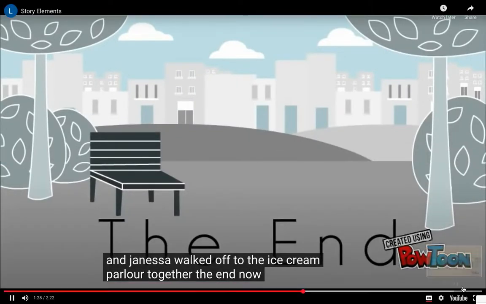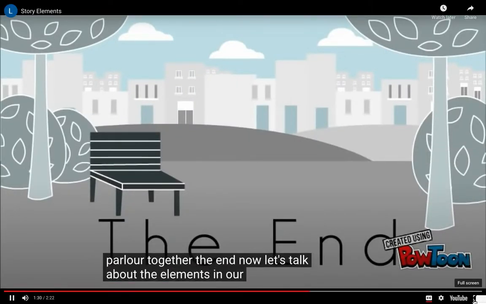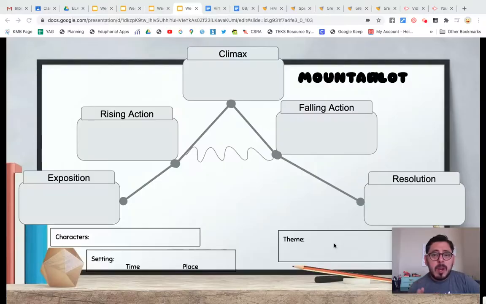The end. Now let's talk about the elements in our story. At this point, I want you to pause the video and try to figure out the elements of this story, this narrative. Think about the time when it happened, the place, and which characters are involved. And then in a sentence, write down in your writing journal, just for you to have notes.